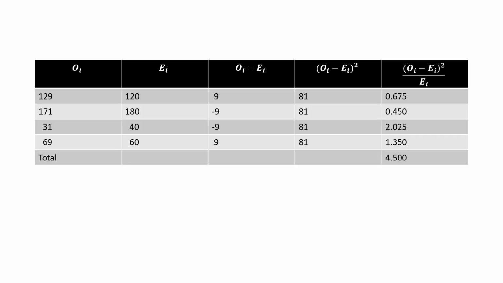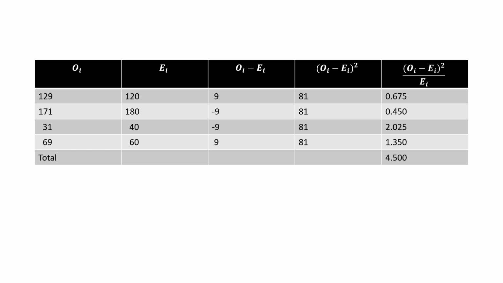Now we can do the calculation. Form the table in which we can write first observed values and the expected values. Find the difference Oi minus Ei. Then find the square and find Oi minus Ei the whole square divided by Ei for each of the values. After this calculation, finally we get the total, that is summation of Oi minus Ei the whole square by Ei is equal to 4.5.